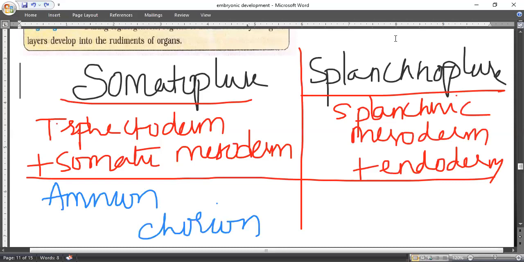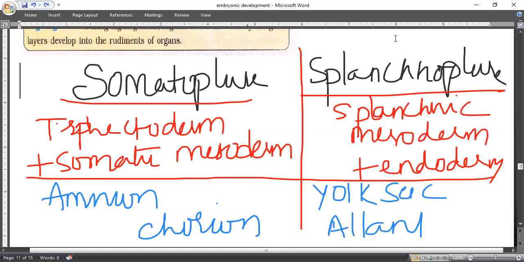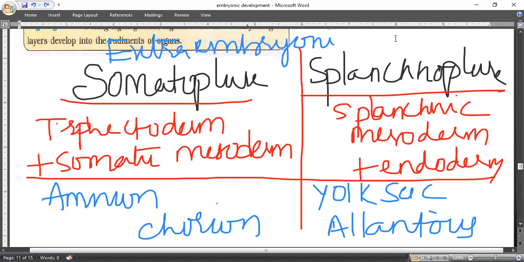Amnion and chorion are developed from somatopleure, and yolk sac and allantois are developed from splanchnopleure. What are all these? These are all extra-embryonic membranes. That means extra-embryonic versus embryonic. When you talk about the embryonic coelom, we discussed it earlier in the embryo. The extra-embryonic coelom is outside the embryo. We have trophectoderm and we have ectoderm also, where the neural plate is going to be formed. That difference you need to find out.